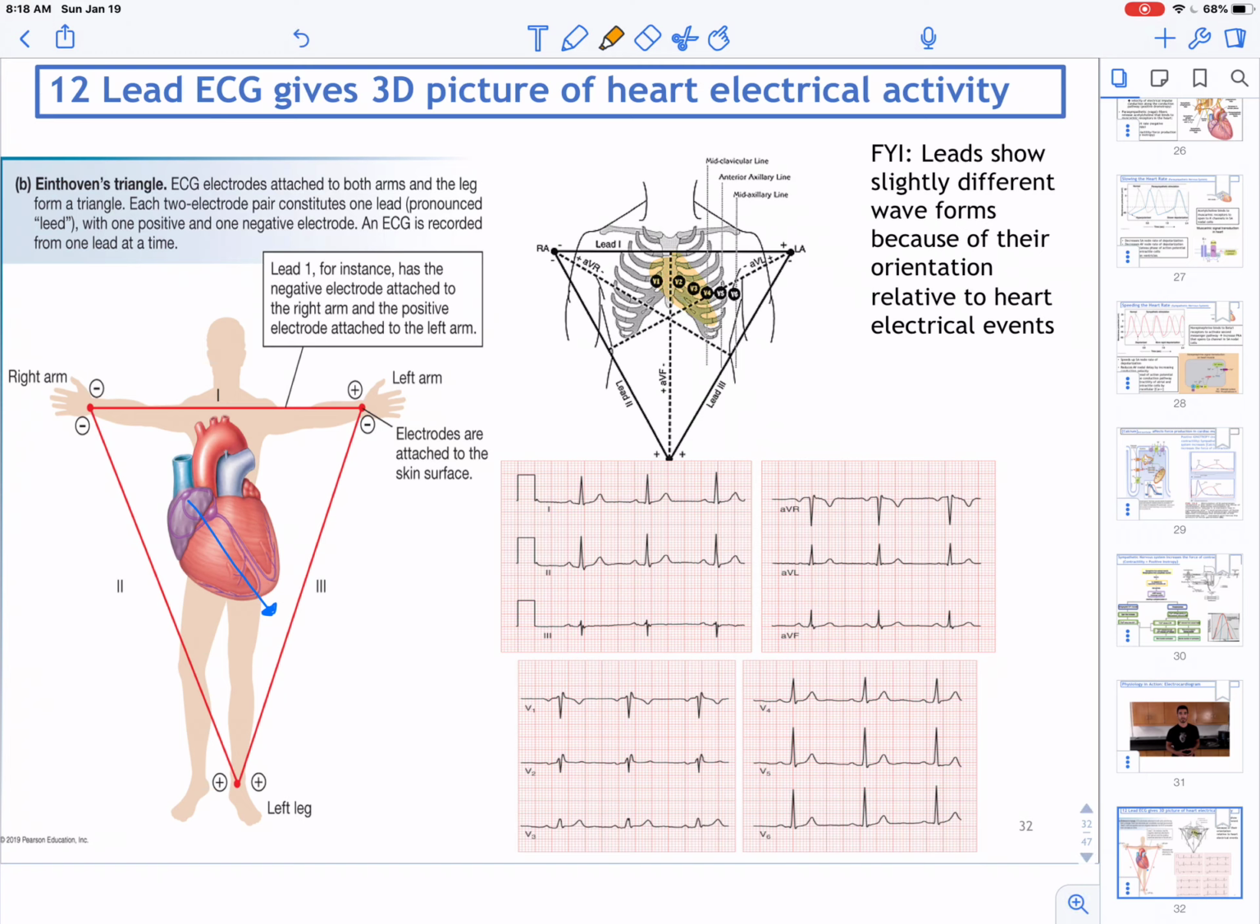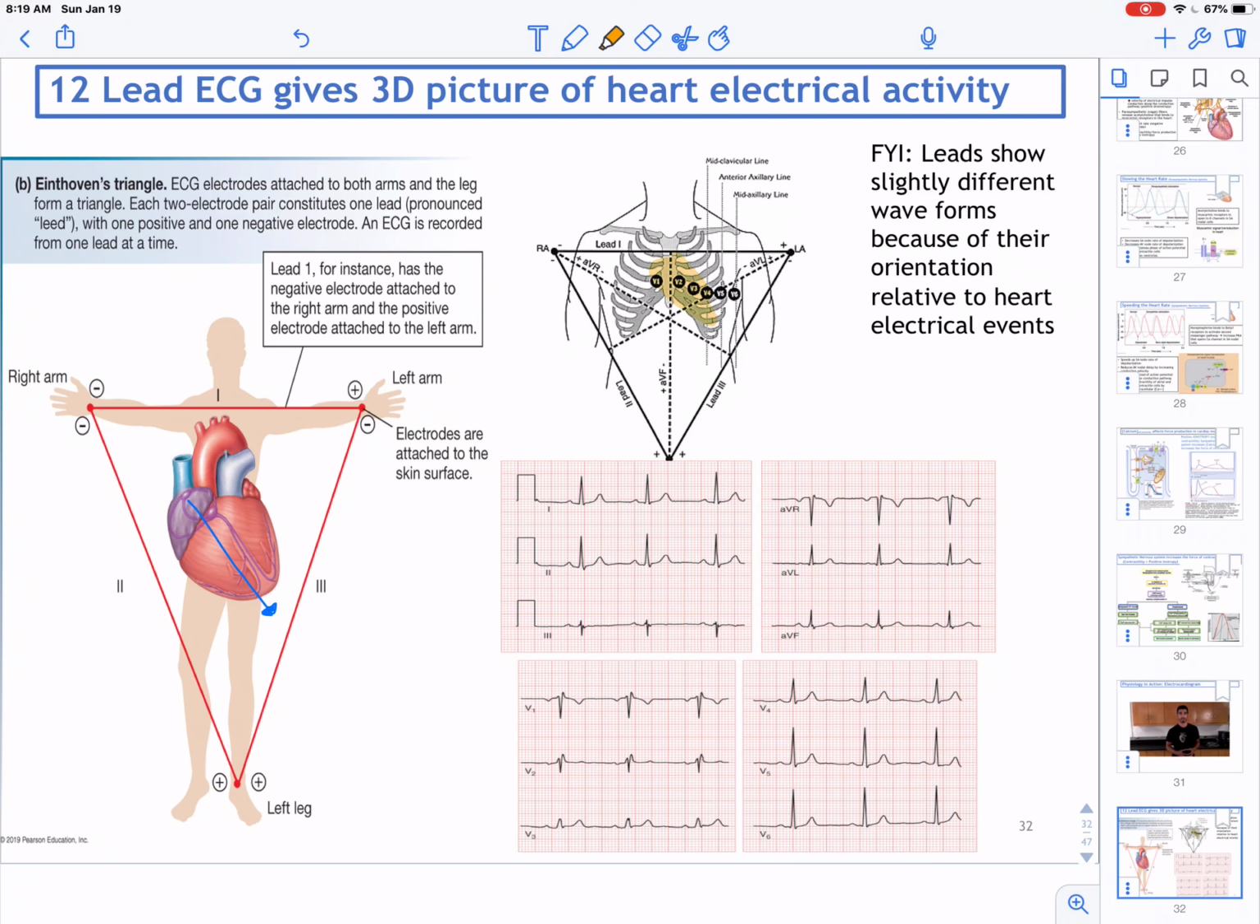And a 12-lead ECG is based on the idea that if you put electrodes on the frontal surface of the body and along the fourth and fifth intercostal space, from the right side of the sternum all the way around to the mid-axillary line, you will be able to record the electrical activity. You'll get a three-dimensional picture of the electrical activity of the heart.